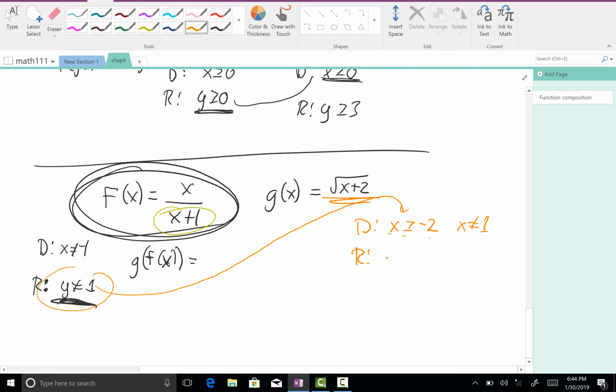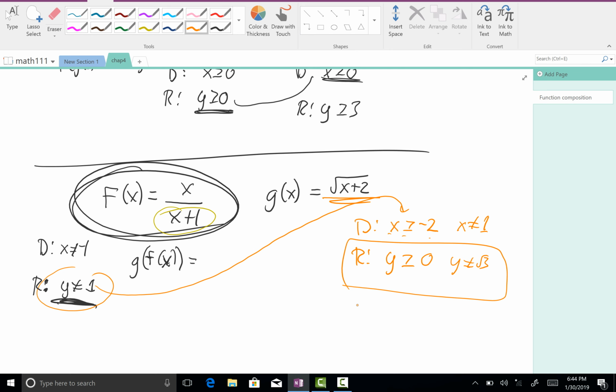So y is greater than or equal to 0, but y is never going to be equal to the square root of 3. Because we can't have 1. So that is for the composition. It's kind of goofy stuff. You kind of got to be aware of it.